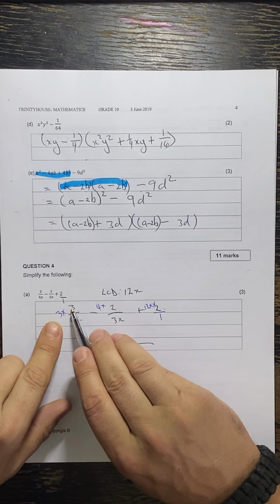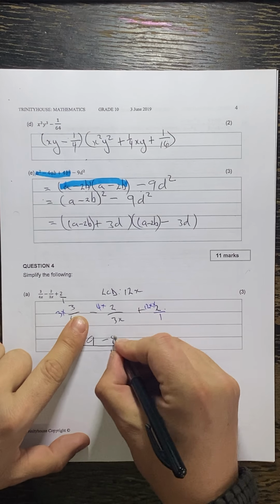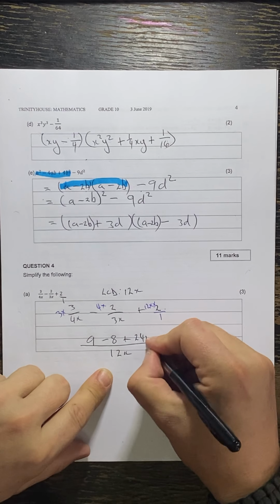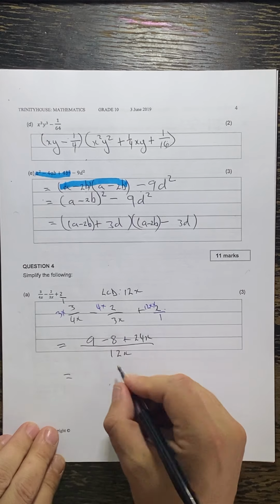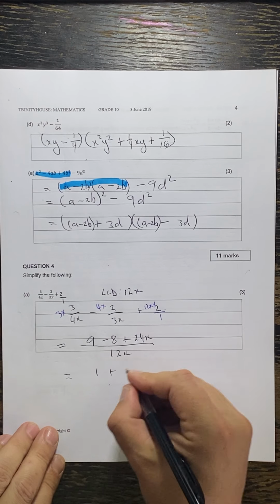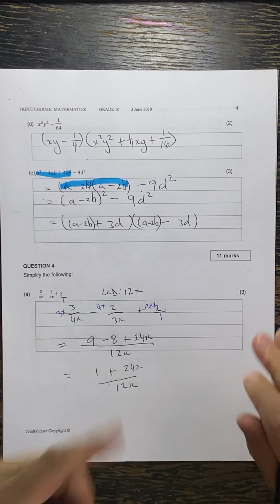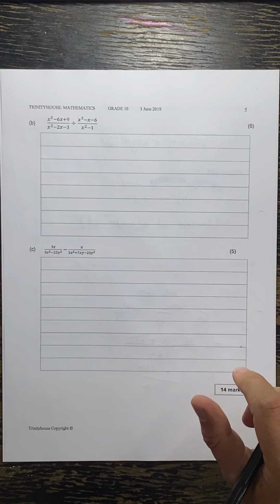So this becomes 3 times 3 is 9 minus 8 plus 12x times 2 is 24x. I can simplify this to be 9 minus 8 is 1 plus 24x all over 12x. And that's our final answer for that one. Okay, going on to question B.